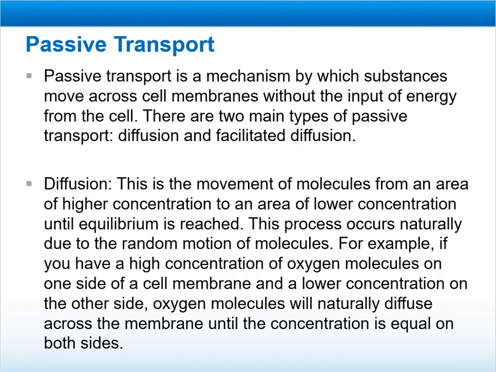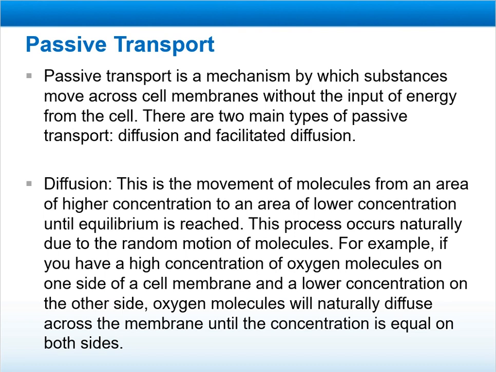Passive transport is a mechanism by which substances move across cell membranes without the input of energy from the cell. There are two main types of passive transport. We have diffusion and facilitated diffusion. We are going to be talking about diffusion first.